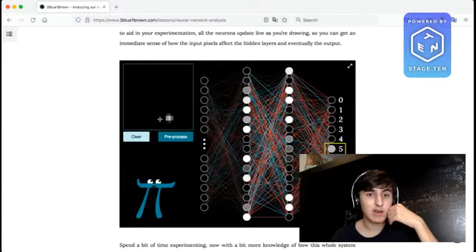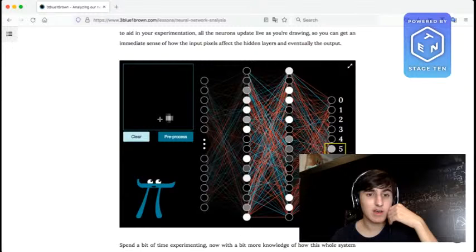Oh, it went back to 5. This is intense. Oh, now it's at 4. Oh, it says 2 now. I wonder why it says 2. What might be activating these specific neurons here? But let's see if we could get it.